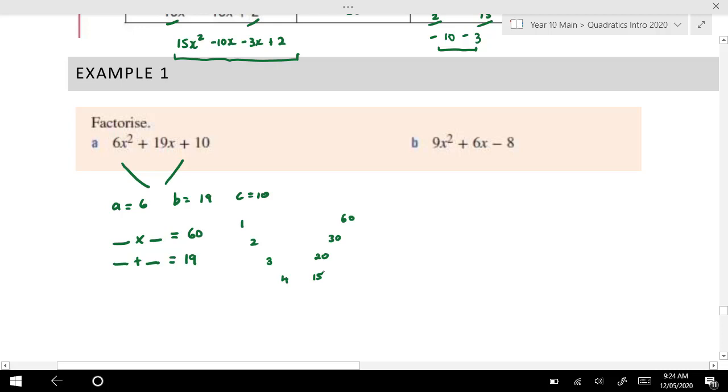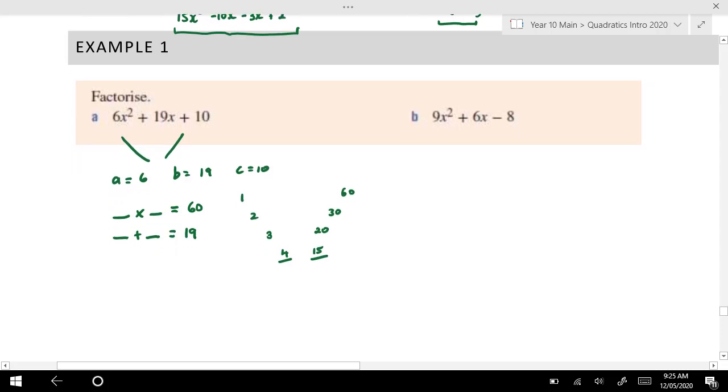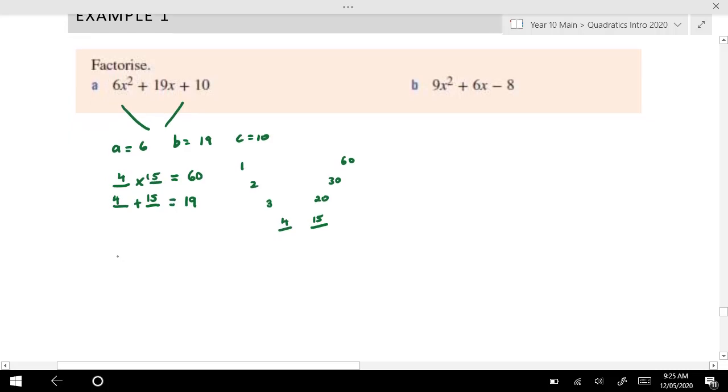We could also do 10 times 6, but as you can see, 4 and 15, we can add those together to get 19, and those two terms multiply to give 60. So there you go. What we're doing is, the first step is we have broken that middle term up into two terms, 15x plus 4x plus 10. Now what we're going to do is we've got to factorize that.